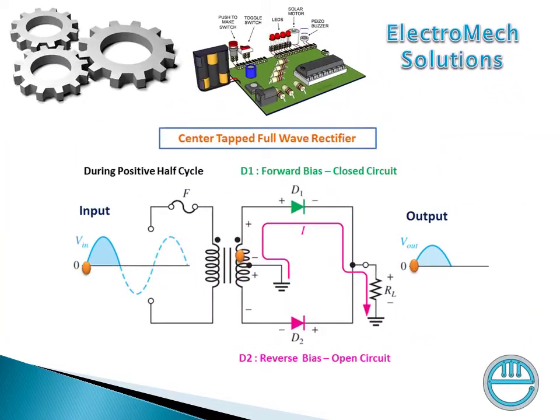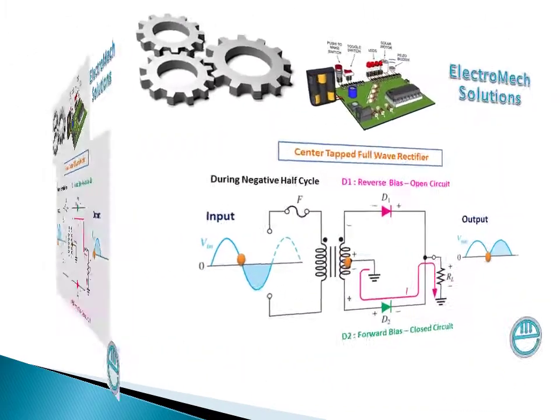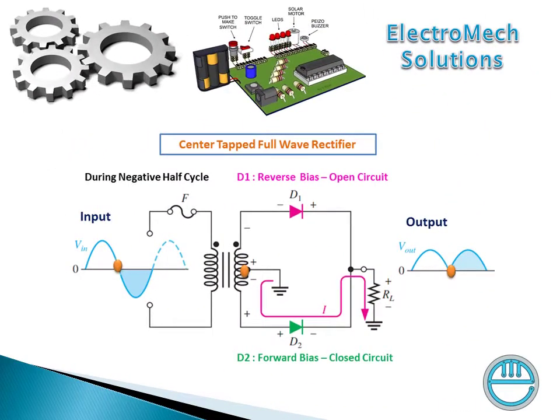Center tap full wave rectifier. During the positive half cycle, diode 1 is forward biased, closed circuit. As you can see, you will get the output. And during the negative half cycle, diode 1 is reverse biased, open circuit, and the current will flow at that time. D2 is forward biased, closed circuit, as you can see.